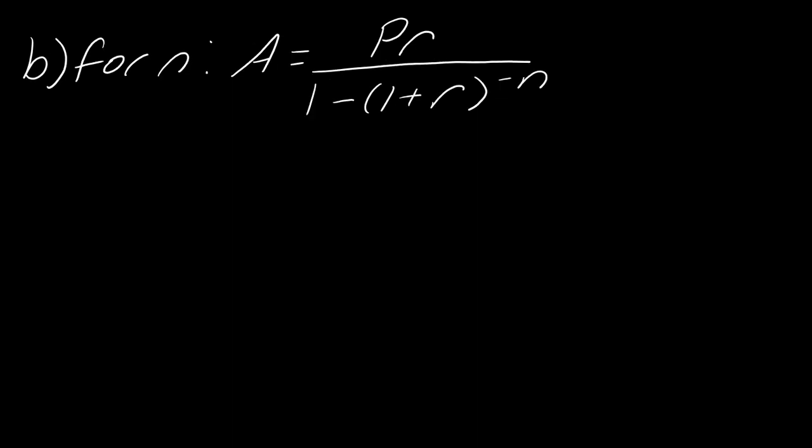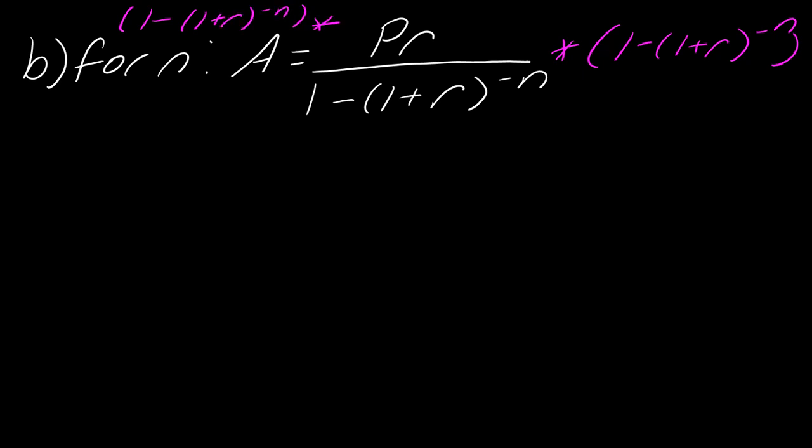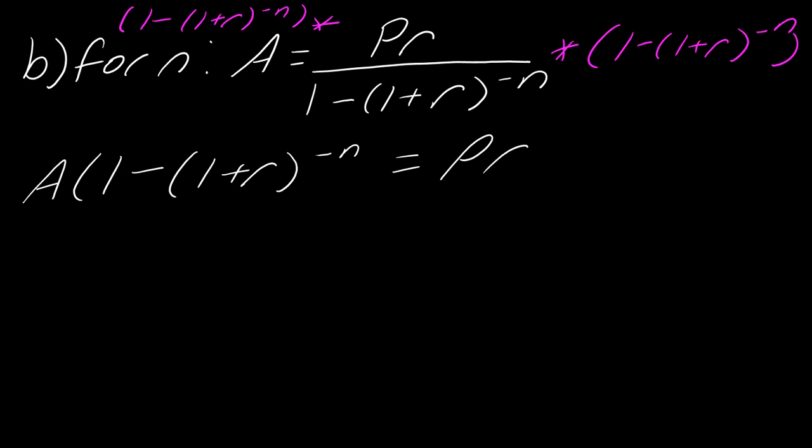Okay, so moving on to this next example. Now I want to solve for n. n is the exponent in this case. So once again, I'm going to have to do whatever work it takes to get to this. Probably the easiest thing to do in this case will be to multiply by the denominator, 1 plus r to the negative n. I will do that to both sides. So now I've got a times 1 minus 1 plus r to the negative n equals pr.